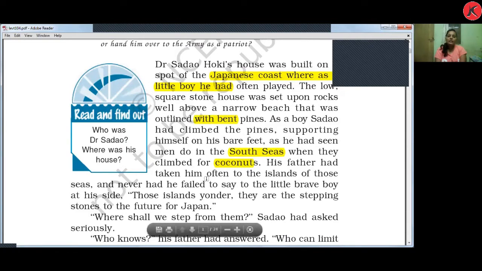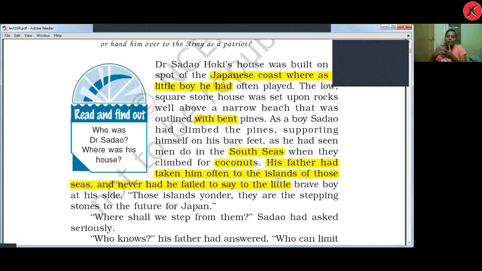His father had taken him often to the island of those seas, and never had he failed to say to the little brave boy at his side, "Those islands yonder, they are the stepping stones to the future for Japan." Here the writer is talking about the relationship between father and son. It is a serious relationship. There are no jokes, and they have a serious talk whenever they go to the seashore and the island.